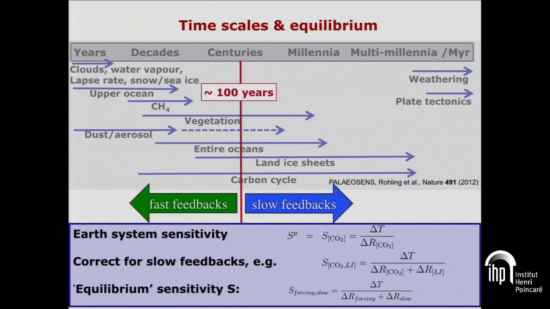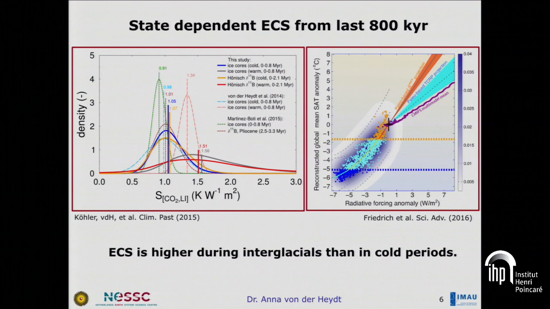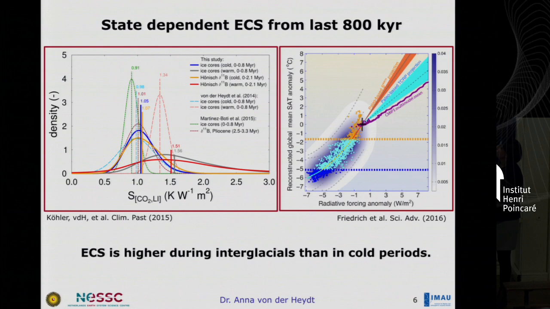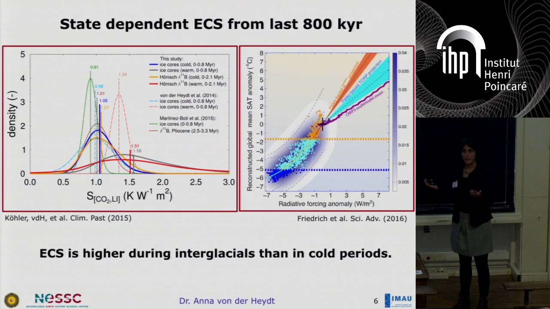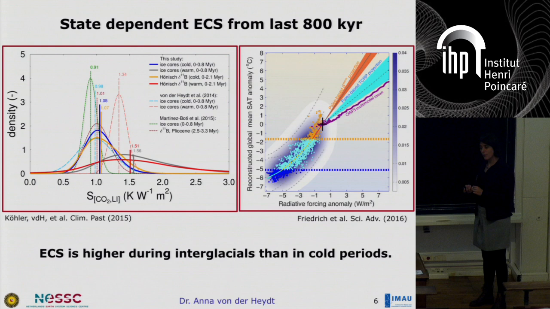So that basically gives us a tool to use also paleoclimate data, because in paleoclimate, clearly we don't have just the fast processes. We have everything, right? So we have the slow varying land ice, we have vegetation changes and all kinds of other slow things. But if we are able to estimate how these were between the two equilibrium states we compare, then we can get an estimate or an approximation of the equilibrium climate sensitivity.